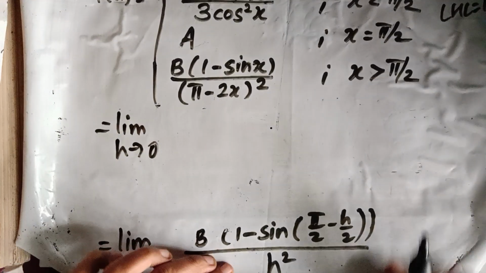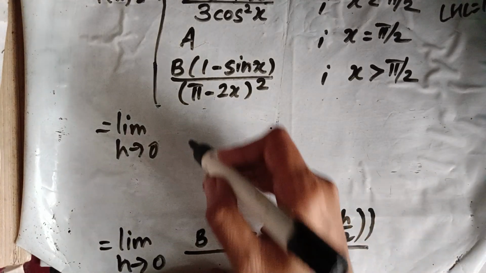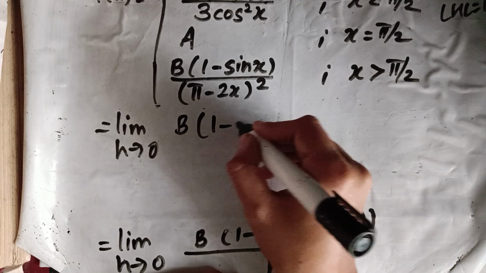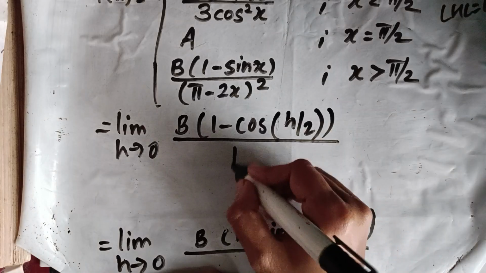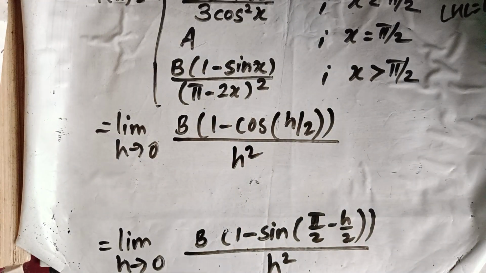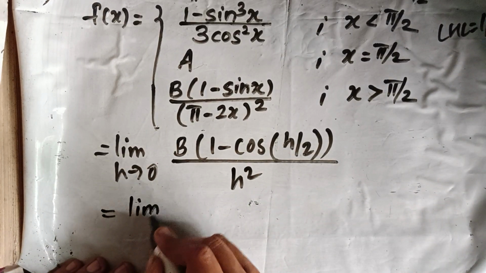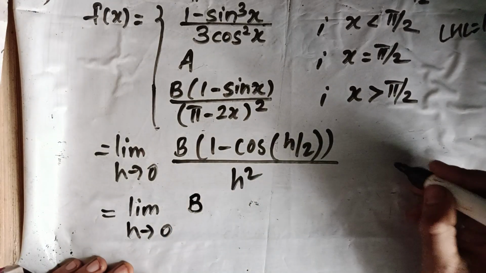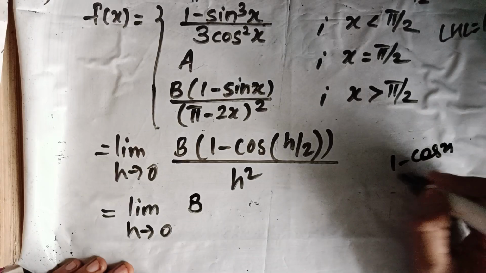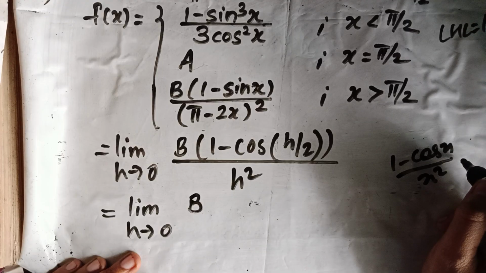So sine of (pi by 2 minus h by 2), sine of pi by 2 minus theta, it is in the first quadrant, so it becomes cos h by 2, upon h square. So this is 1 minus cos x upon x square formula you have to use, that is as x tends to 0 it is half, right?